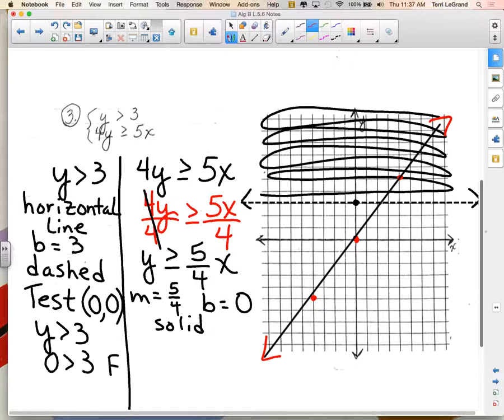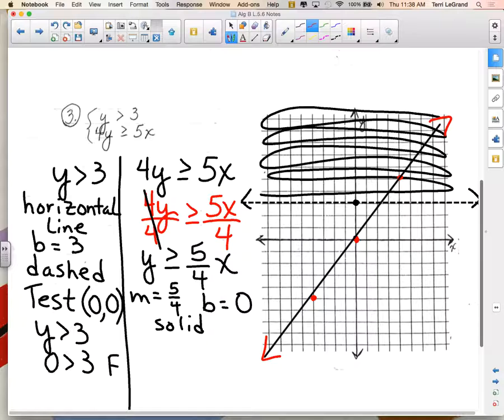Oh, we're going to shade this one. Above. Okay, so above is which direction, left or right? Left, okay. Can we test the origin this time? No. Why not? That's our favorite, come on.